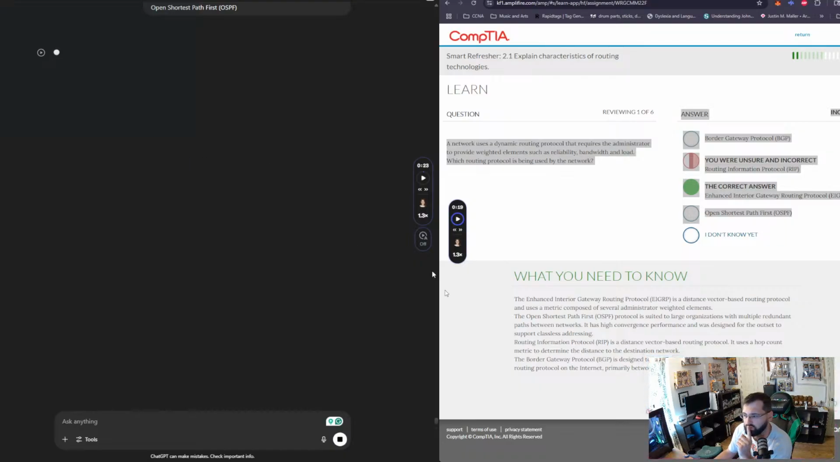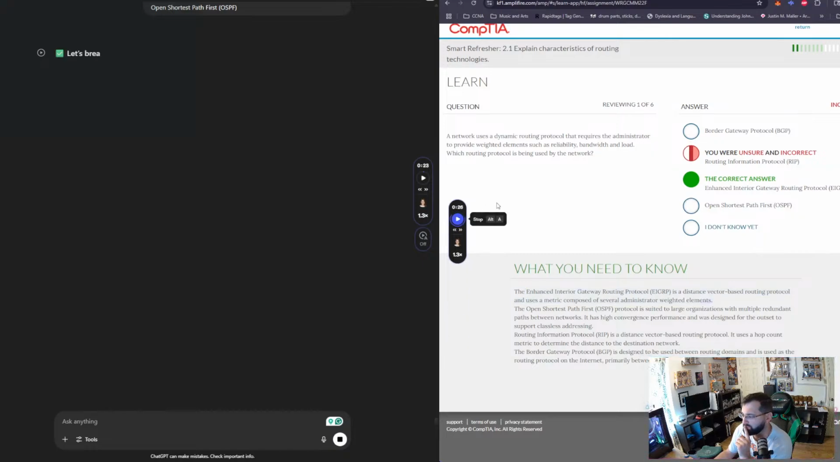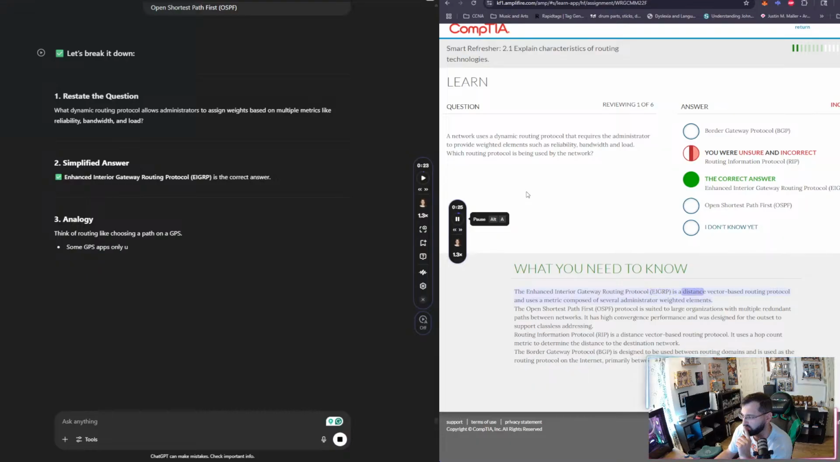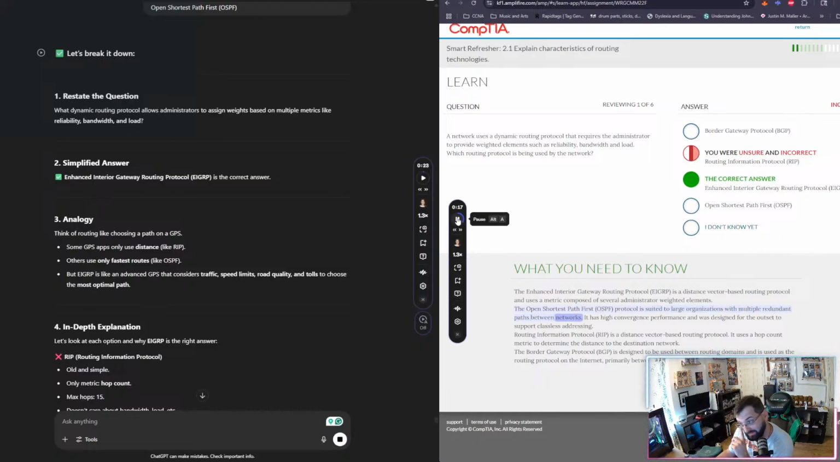Let's see what it says. Let's see what this has to say. The Enhanced Interior Gateway Routing Protocol, EIGRP, is a distance vector-based routing protocol and uses a metric composed of several administrator-weighted elements. The Open Shortest Path First, OSPF, protocol is suited to large organizations with multiple redundant paths between networks. It has high convergence performance and was designed from the outset to support classless addressing.